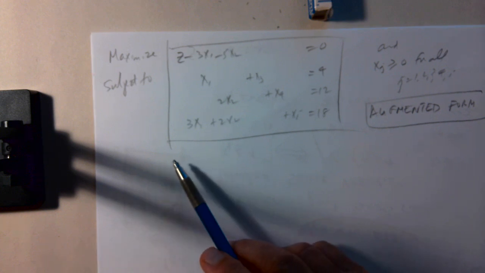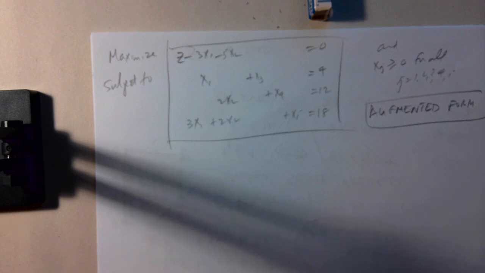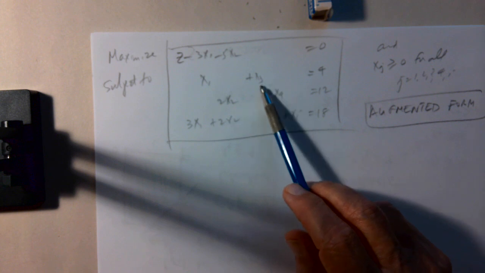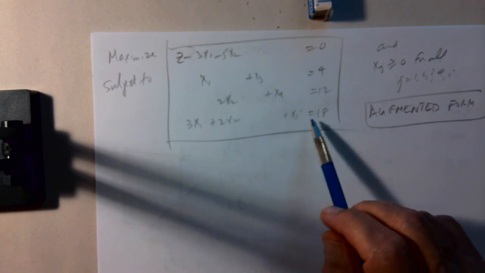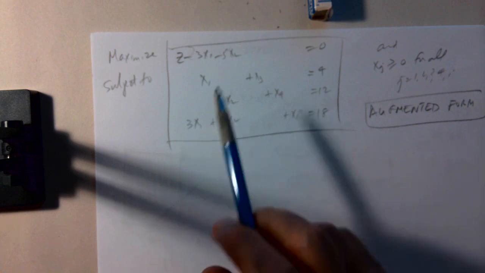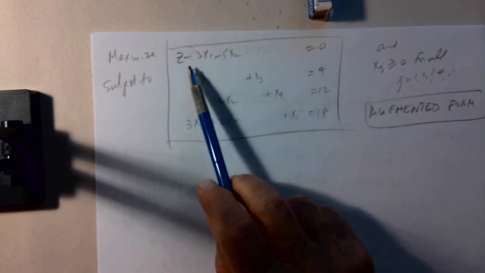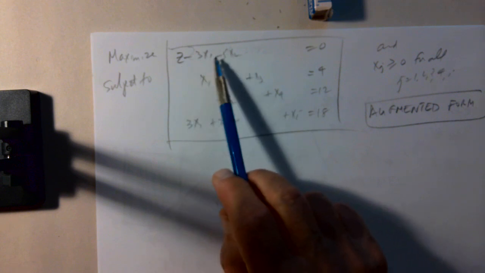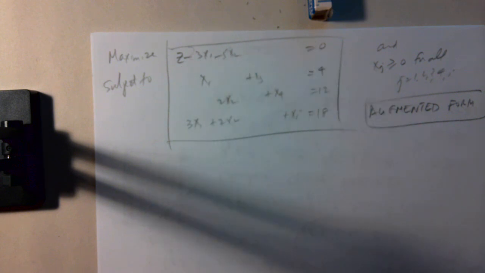So again, the first step in the simplex method is to introduce slack variables to change each inequality into an equality, into an equation, and also just to rewrite the objective function so it's in the form z minus the sum of the variables equals 0. And this is the augmented form of our linear programming problem.